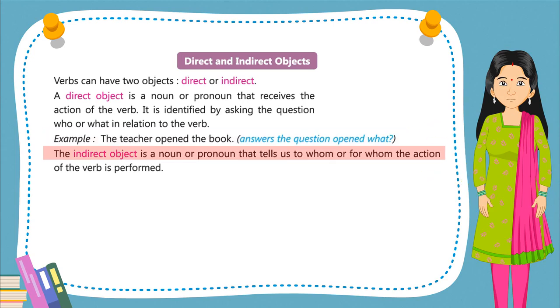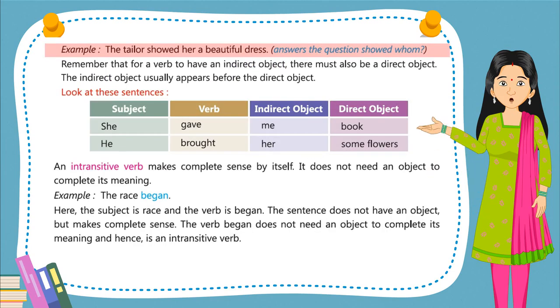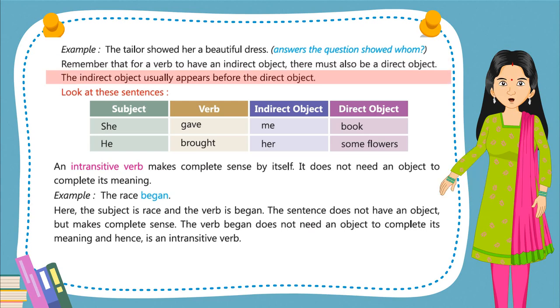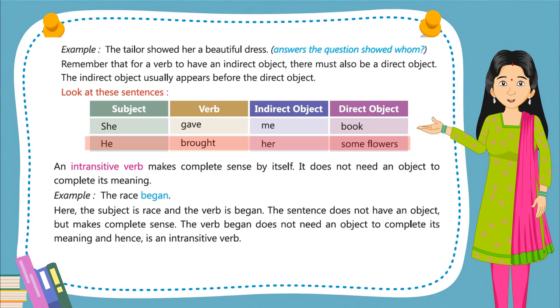The indirect object is a noun or pronoun that tells us to whom or for whom the action of the verb is performed. Example, the tailor showed her a beautiful dress. Answers the question showed whom? Remember that for a verb to have an indirect object, there must also be a direct object. The indirect object usually appears before the direct object. Look at these sentences. Subject, verb, indirect object, direct object. She gave me a book. He brought her some flowers.